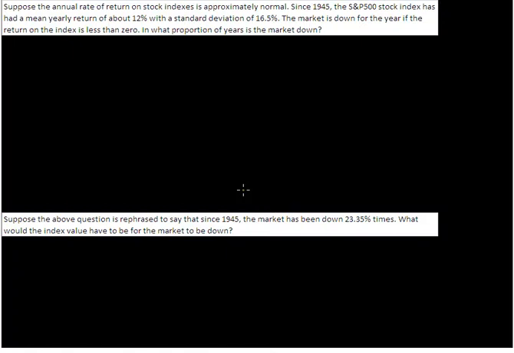Suppose the annual rate of return on stock indexes is approximately normal. Since 1945, the S&P 500 stock index has had a mean yearly return of about 12%, with a standard deviation of 16.5%. The market is down for the year if the return on the index is less than zero. The question is, in what proportion of years is the market down?